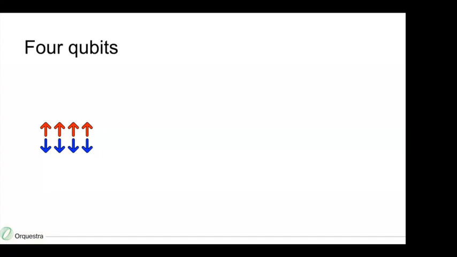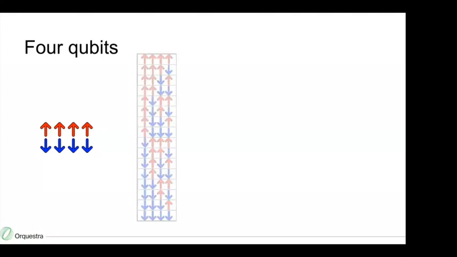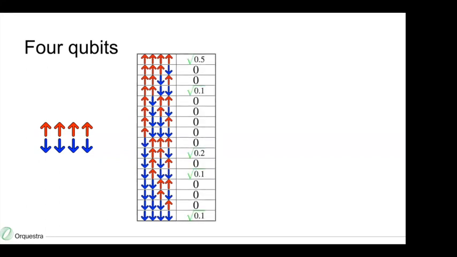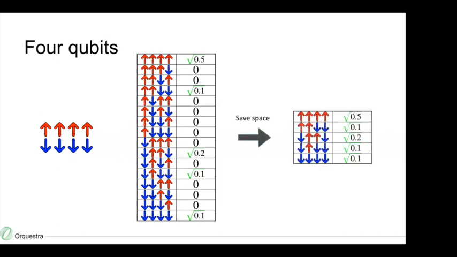Basically, let's say you have 4 qubits, and each qubit can be up or down. So you have 16 possibilities, 2 to the 4, which is 16. Every combination of 4 qubits is going to have some numbers here such that the squares add to 1. So I'm going to save space and just tell you which ones are non-zero. So every combination of 4 qubits looks like this.